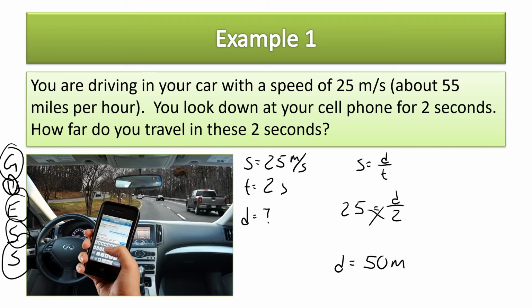So what does that mean? You're traveling a half a football field at 55 miles per hour and you're not even looking at where you're going. So during that half football field or 50-meter distance, anything could have happened. A car might start moving into your lane. Maybe a ball is bouncing across the street and a kid is going to come. So don't look at your cell phone is the point, okay?